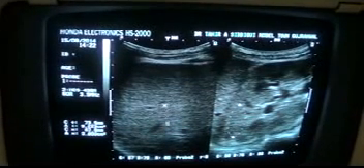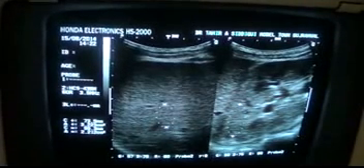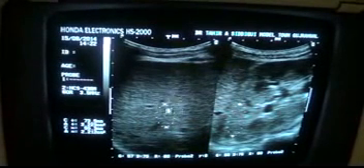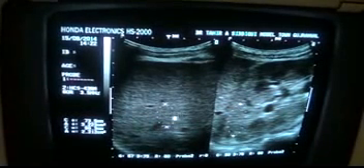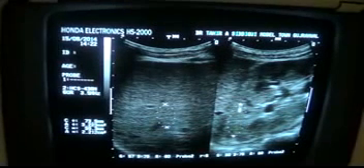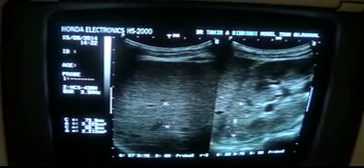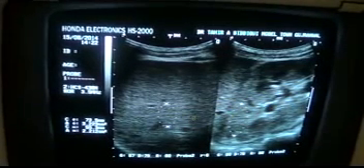This is the hepatic parenchyma. Now, if we take these two regions, the liver parenchyma, note the brightness of this region and note the brightness of the renal parenchyma. The echogenicity of the renal cortex is raised as compared to that of the liver.